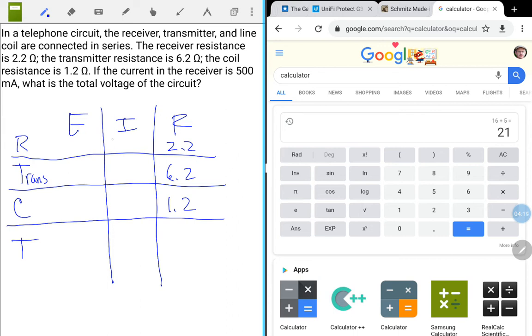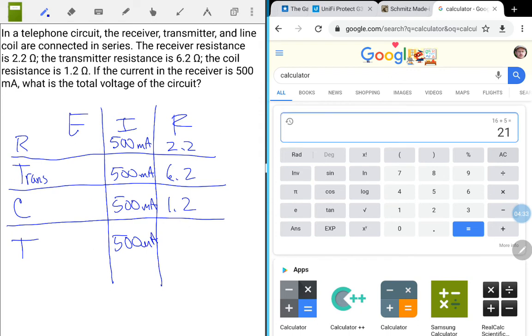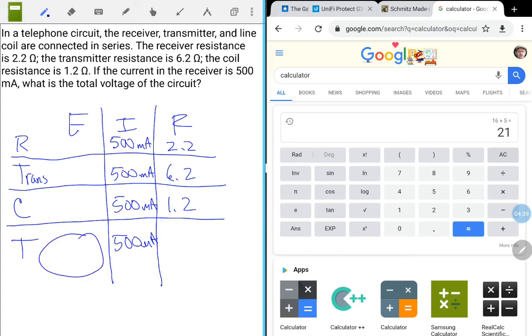So the receiver current is 500 mA. Of course, that means they are all 500 mA, including the total. Remember, current is the same, so you're not going to add ever for the current. They're just all going to be the same. And it wants to know the total voltage in the circuit, which is here.